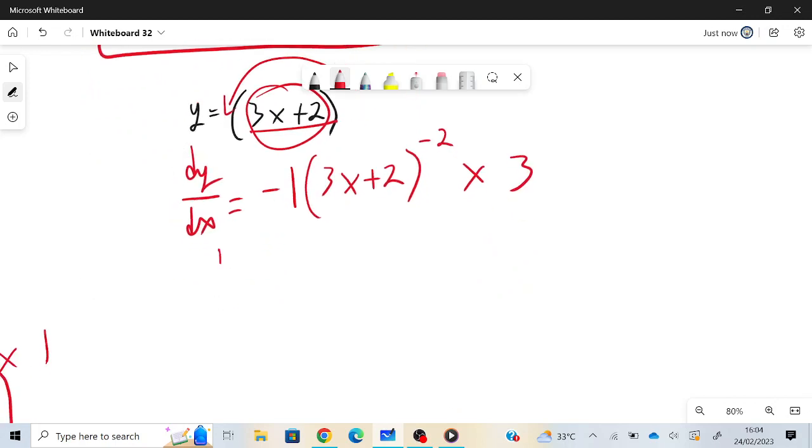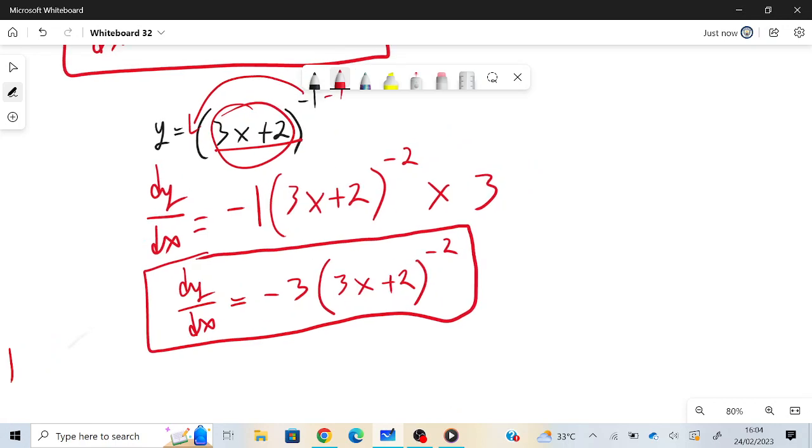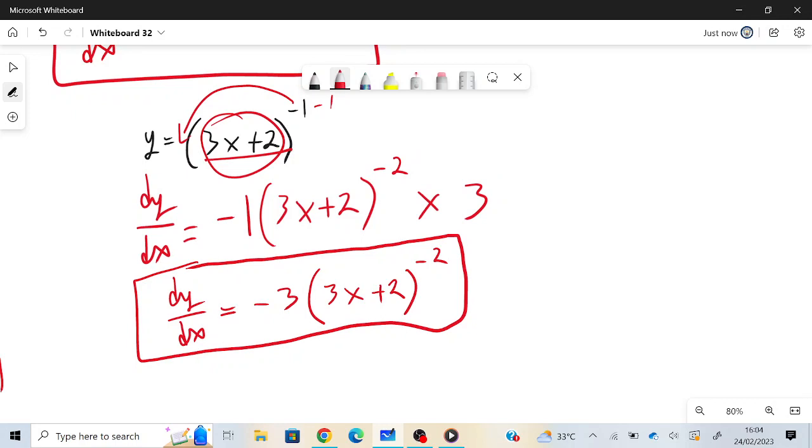And doing this, dy/dx is equal to minus 3 into (3x plus 2) all raised to power minus 2. And that's the answer to that question. Again, if you notice it, whatever is inside your brackets from the question, in this case 3x plus 2, is always the same inside the brackets in the final answer as well.